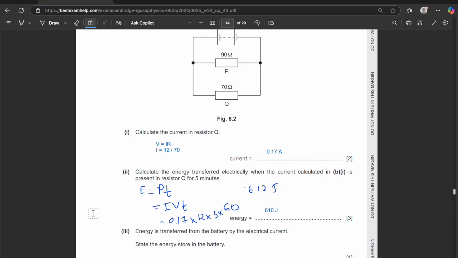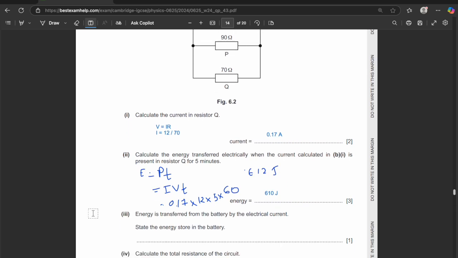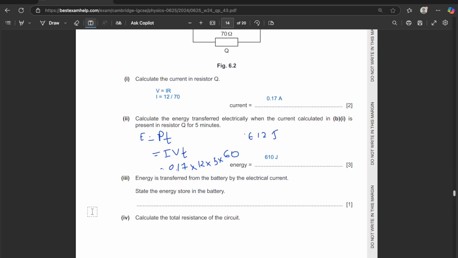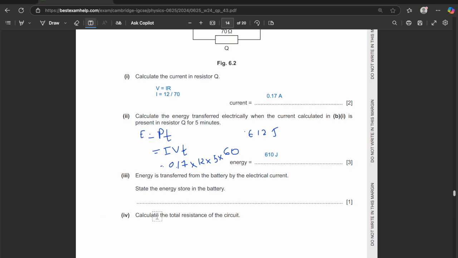3. Energy is transferred from the battery by electric current. State the energy stored in the battery. So we know that it is chemical energy from the battery.